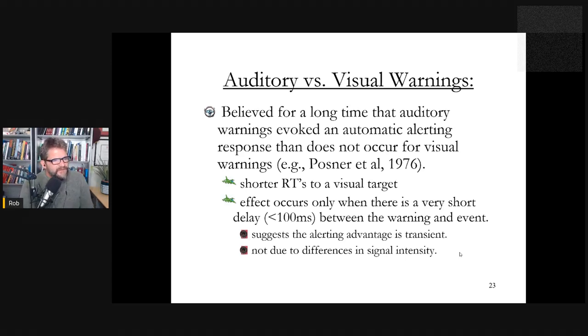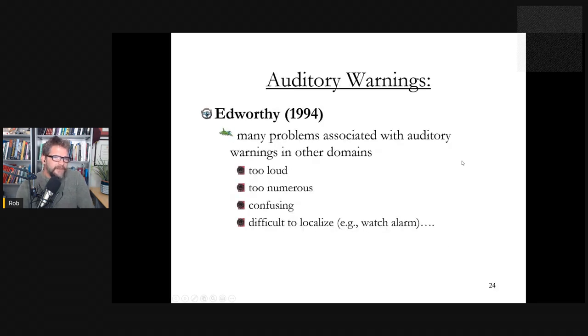One is that the effect seems to be very transient. So if I warn you with a loud sound, you do get this alerting effect, but it goes away quickly. So if the event doesn't occur right after I warned you, within a few hundred milliseconds, then it doesn't really have a beneficial effect. There's also a person named Judy Edworthy who has done many years of research on auditory warnings, and she found there are a lot of issues. If you make an auditory warning too loud, you go from having the person alert to having them kind of duck and cover, making them freeze.